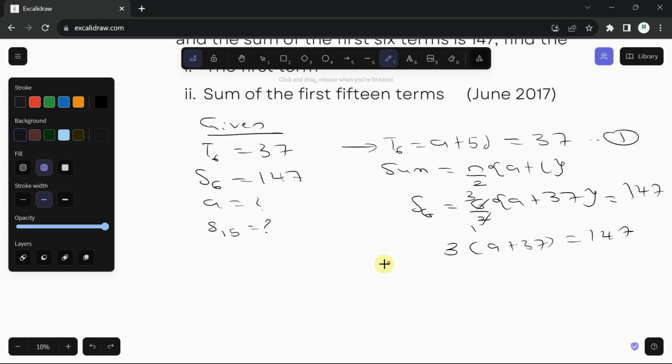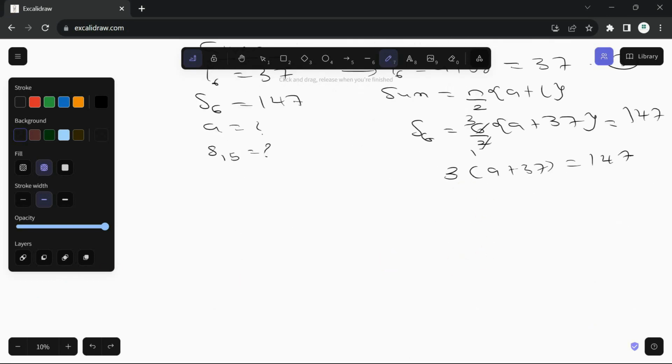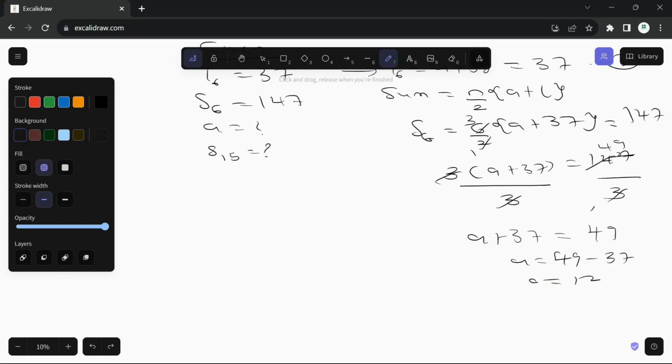The first thing I can do to isolate this a is to divide both sides by 3. If I divide this by 3 and this side by 3, 3 will cancel 3. 3 here 1, 3 here 4, remainder 2, so 3 here 9. So a + 37 is equal to 49. That means our a will be equal to 49 - 37, which is 12. So our a is equal to 12.